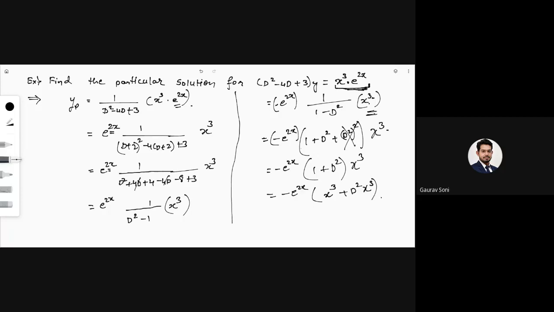Now Janvi Mohite, what is d square x cube? Tanishq, what is d square x cube? Tanish Desai, what is d square x cube?